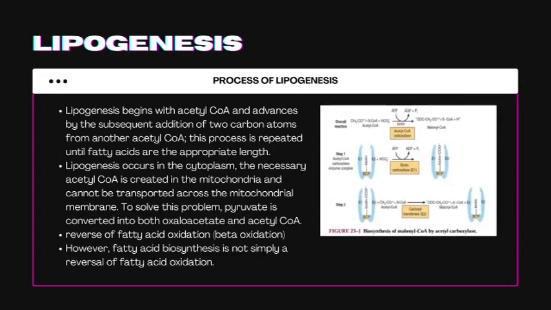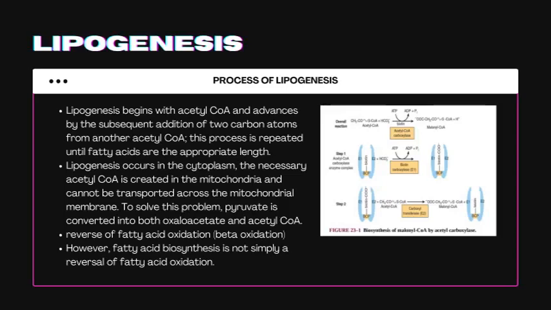What is the process of lipogenesis? The process begins with acetyl-CoA, which can be obtained from the catabolism of carbohydrates, fats, or proteins. Then, the next step is the subsequent addition of two carbon atoms from another acetyl-CoA. This process is repeated until the fatty acids are the appropriate length.